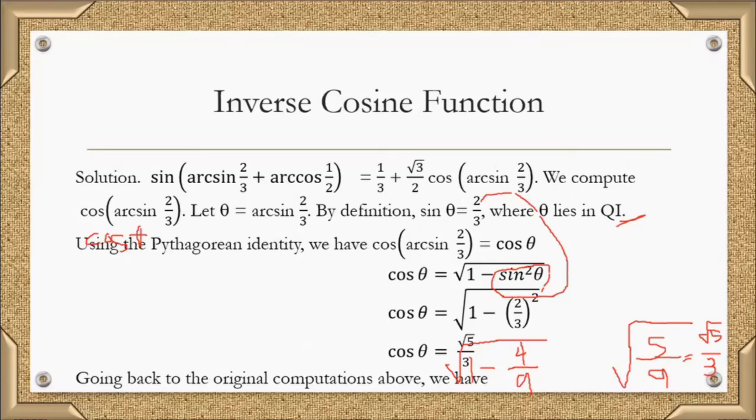Going back to the original computation above, nakuha natin yung value ng cosine theta na square root of 5 over 3. Then, balik na tayo dun sa original computation natin.